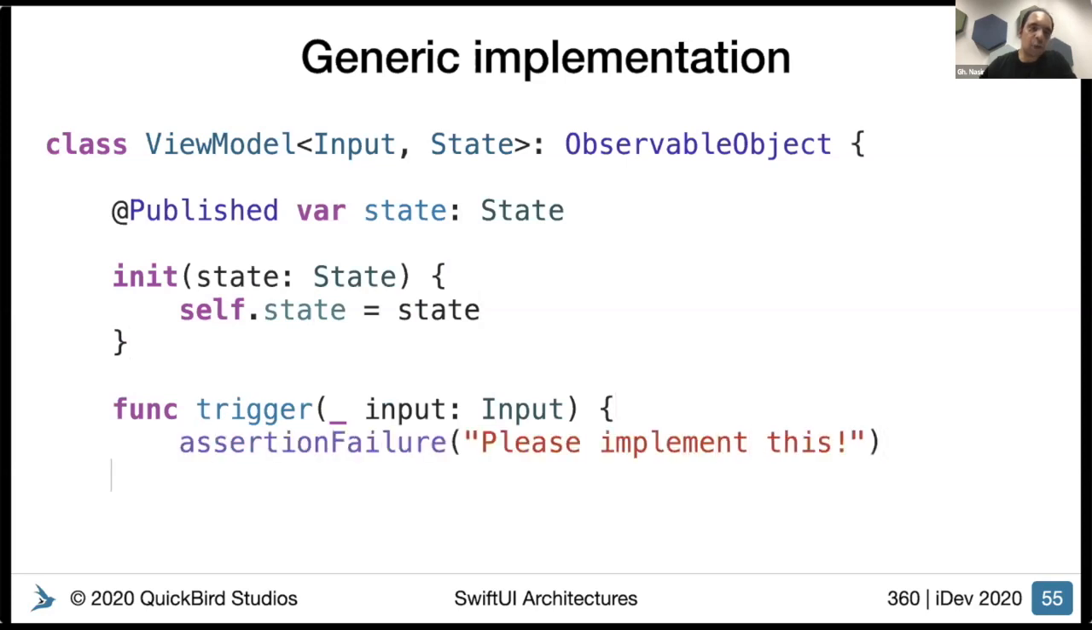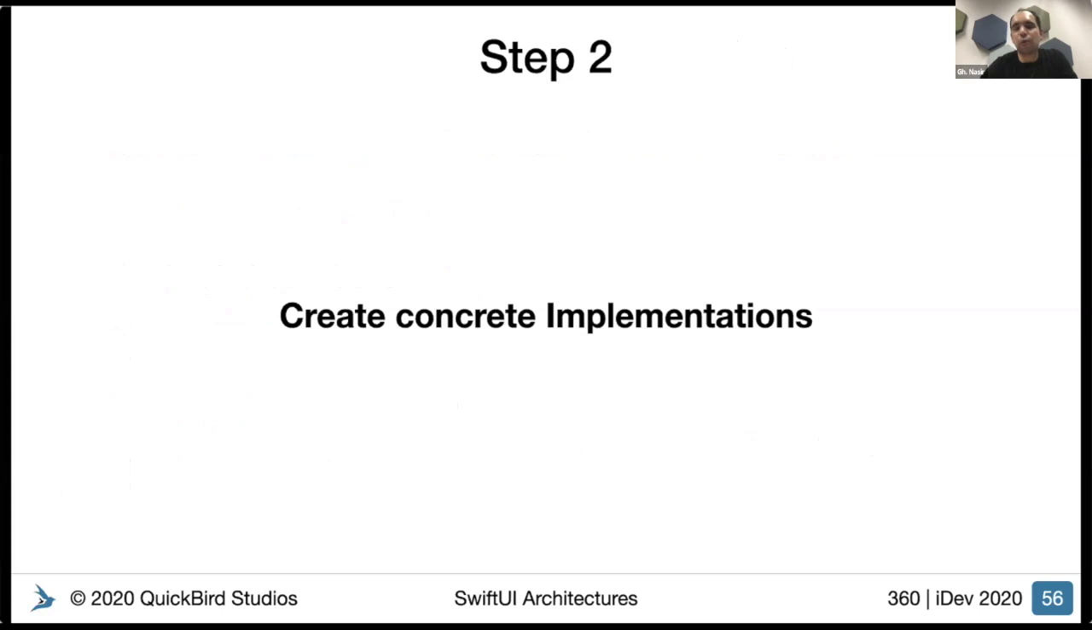So the base view model doesn't implement this trigger method, so that we are sure that every view model creates it. And then the second step is to create concrete implementations. You can have different implementations of the view model with the same type of input and state. And that's basically the whole idea of this architecture, that you can have different implementations of the same type of input and state for different features.